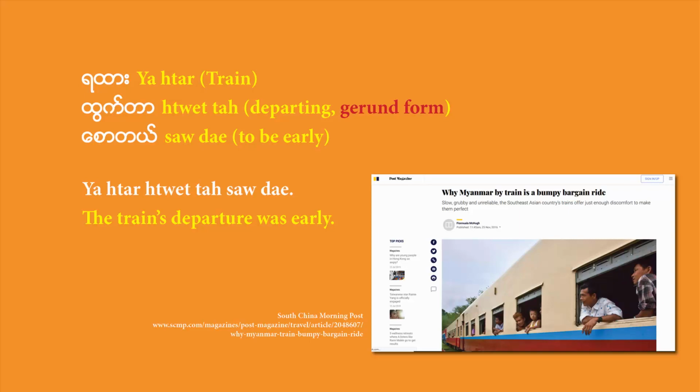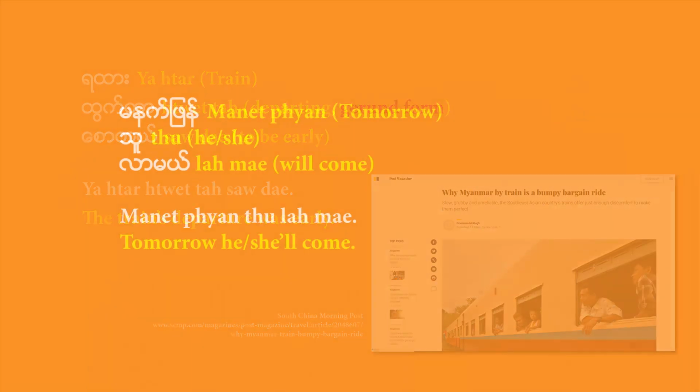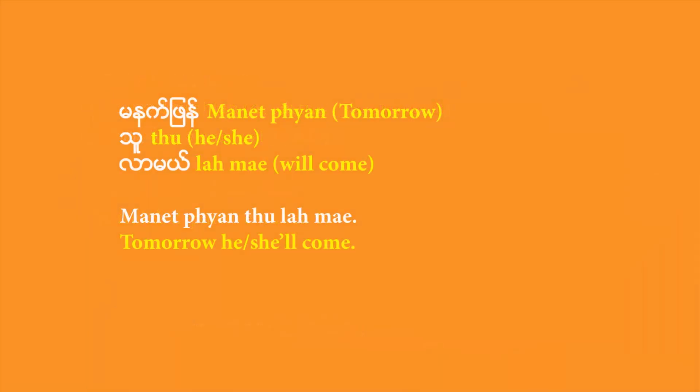The future tense. You probably know how to say he or she will come tomorrow. That's basic stuff. Tomorrow is manepien. As a pronoun, he or she is tu. The verb to come is la. Since it's future tense, you should end the sentence with me. So, manepien tu la me is tomorrow he or she will come.